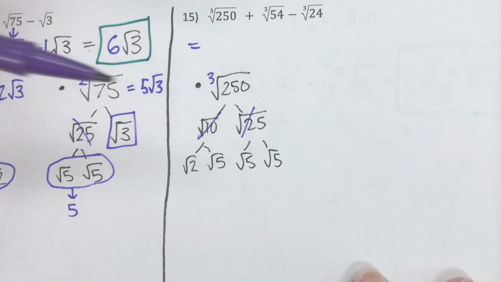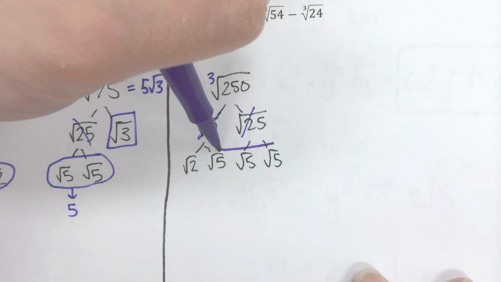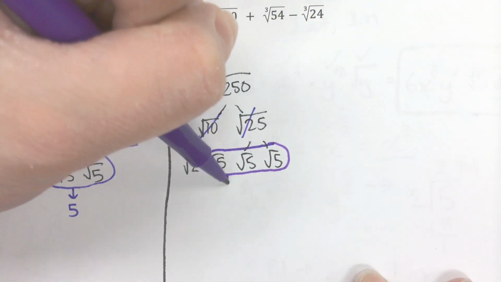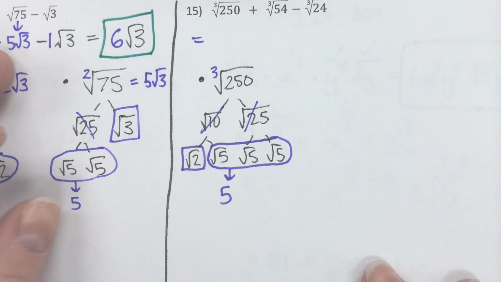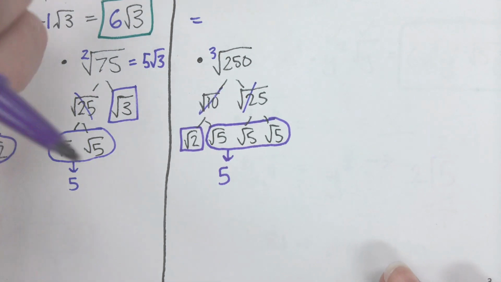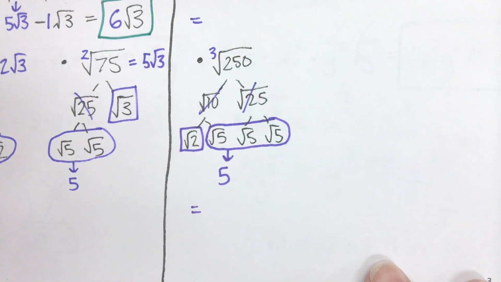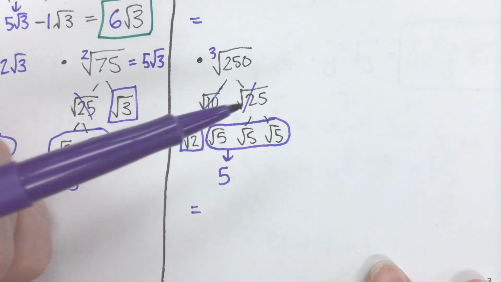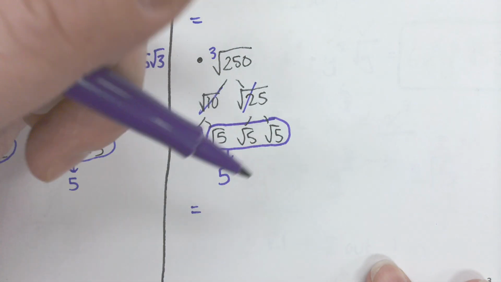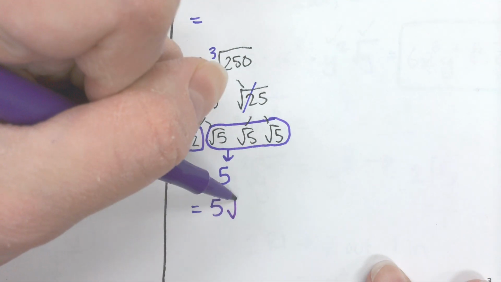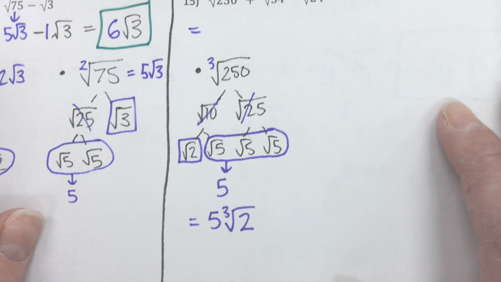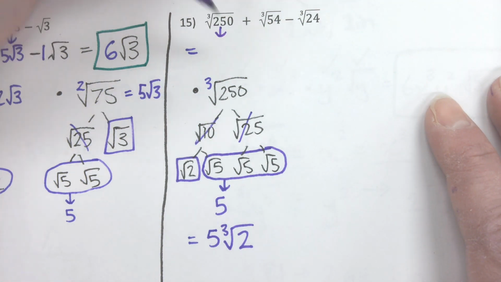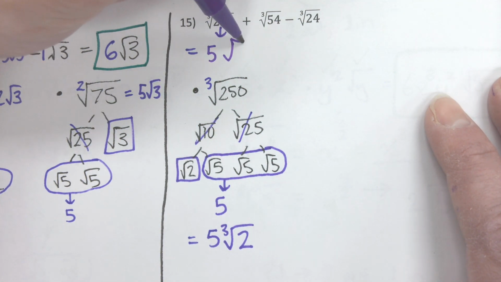Groups of 3 here, since it's a cube root. I have one group of 5s. And then I have a lonely cube root 2. So putting it together, and I'm going to do it down here because I need space for 3 on this problem. 5, and then don't forget the cube root on the 2. Above, I'll replace it. 5, cube root 2.